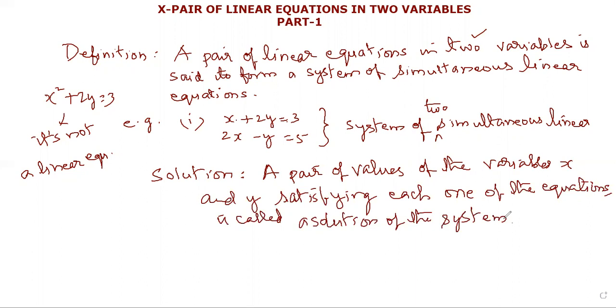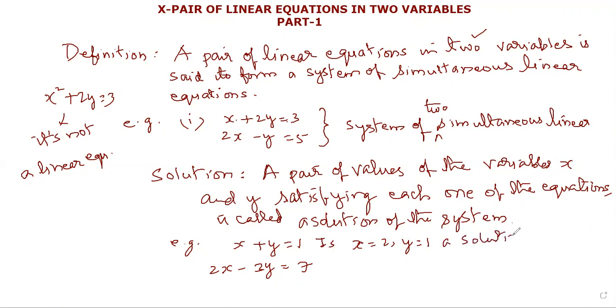Okay, got it? For example, suppose we are given x plus y is equal to 1, this is an equation. Another equation is 2x minus 3y is equal to 7. We will study later on how to solve, but if we are shown that x is equal to 2 and y is equal to 1, is it a solution of this pair of equations?